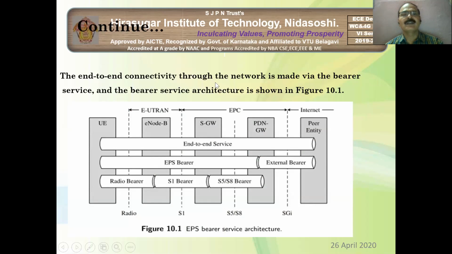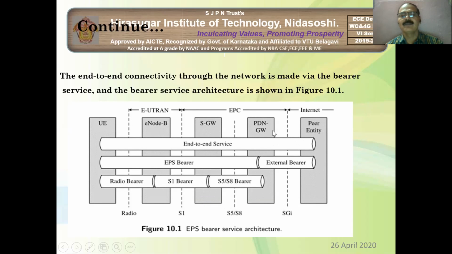The end-to-end connectivity through the network is made via the bearer service, and this is called the bearer service architecture, as we said. The EPS bearer spans the UE, eNode B, SGW and PDN network. So we call this the end-to-end service bearer, up to the peer entity. As I said, the EPS bearer goes from the UE to the eNode B, SGW and PDN gateway, up to this point only.